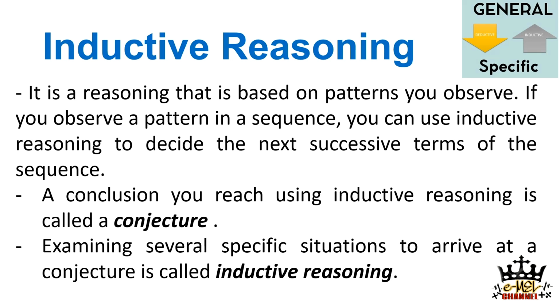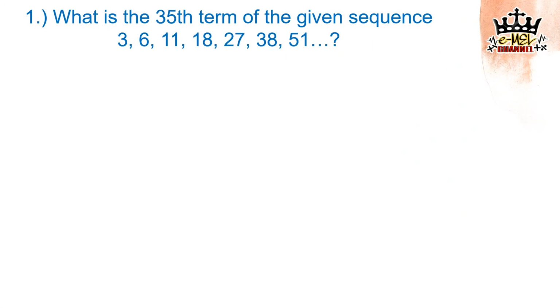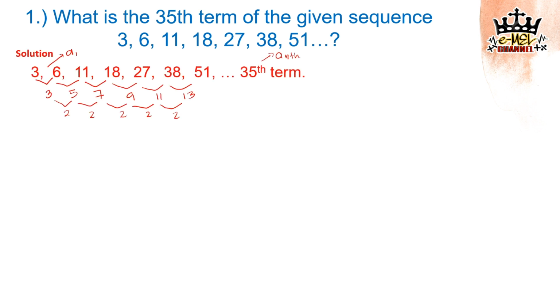So, let us apply the idea of inductive reasoning in problem number 1. What is the 35th term of the given sequence 3, 6, 11, 18, 27, 38, 51? The same procedure, we're going to write the problem in this way. a sub 1 will be the 3 and the nth term will be the 35th. Now, the same procedure, we're going to bring down a sub n because we are looking for the formula. And a sub n has a sub 1, 2, 3, and 4.